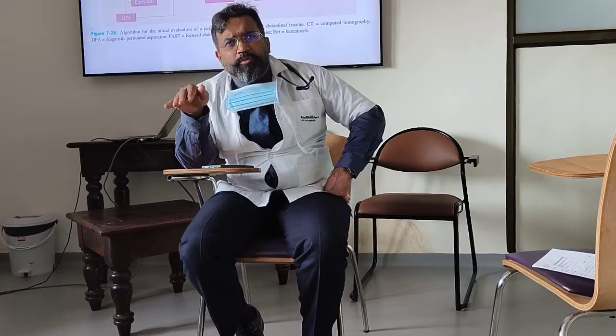So we have finished Morrison's pouch and the splenorenal recess. That is the right upper quadrant and left upper quadrant. And then comes the pelvis. In the pelvis, what am I looking at? The rectouterine pouch of Douglas, or the rectovesical pouch. You have to look at that place to see for fluid. Just put your probe, you will see the space.